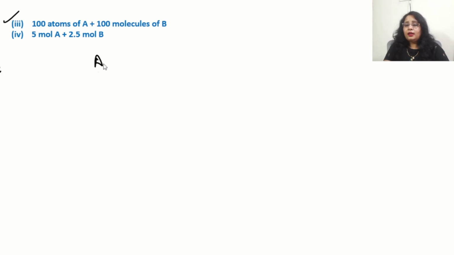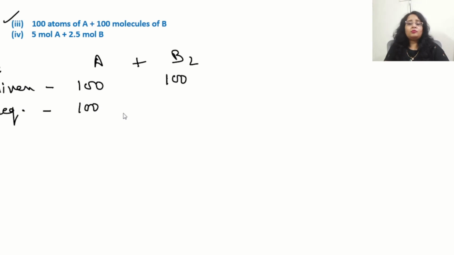So again A plus B2. The given is 100 atoms of A and 100 molecules of B2. Now, according to our reaction, 1 atom requires 1 molecule of B. So if we fix the amount of 100 atoms of A, then we need 100 molecules of B. So fixing the quantity of A, we compare the quantity of B2, and we see that both are equal.